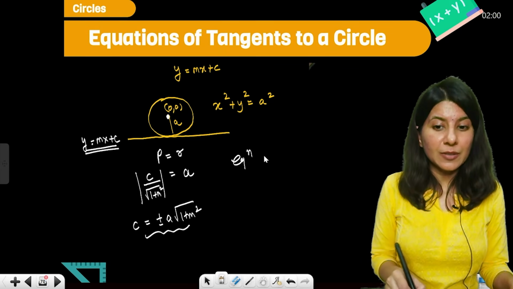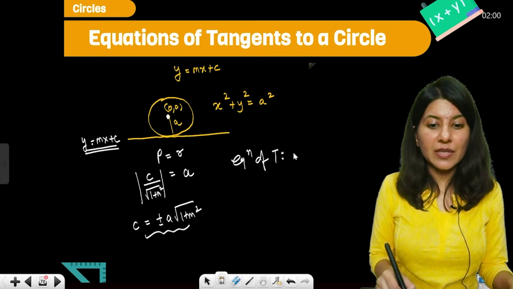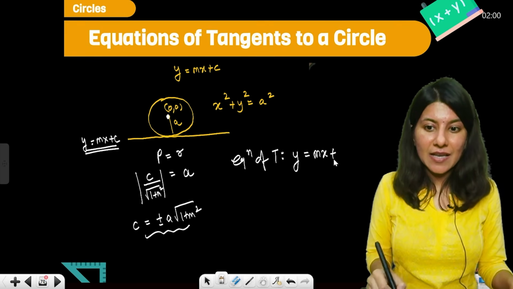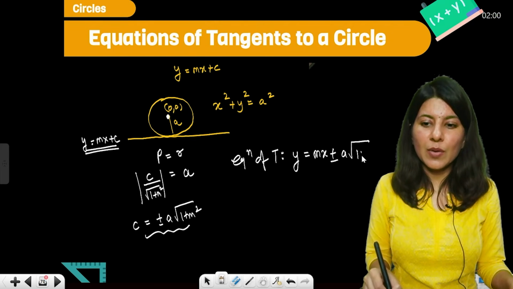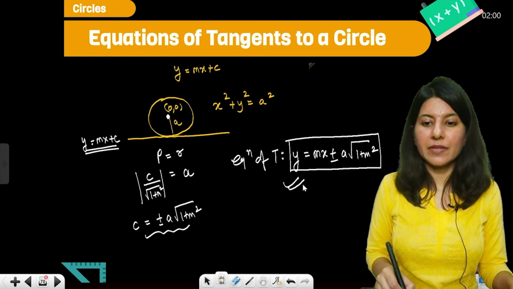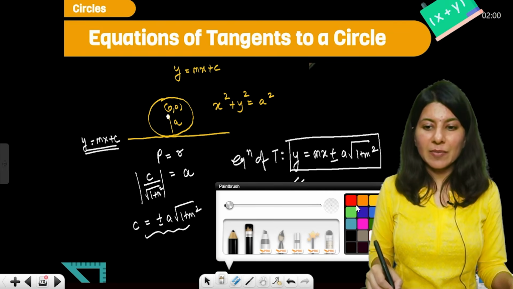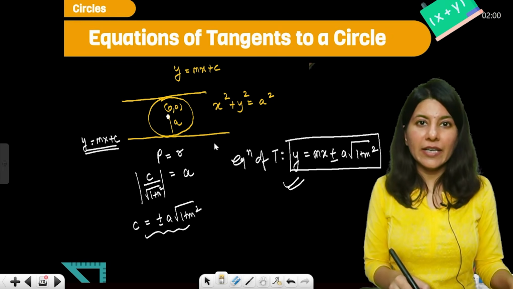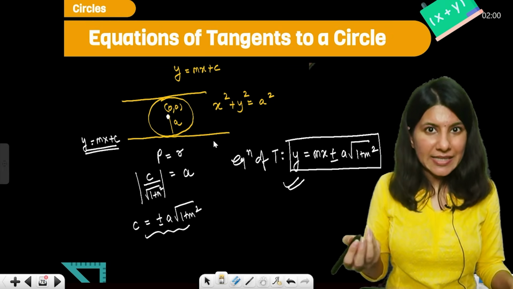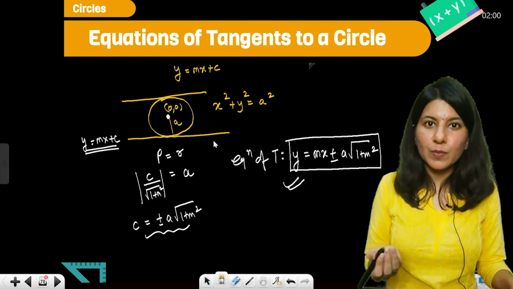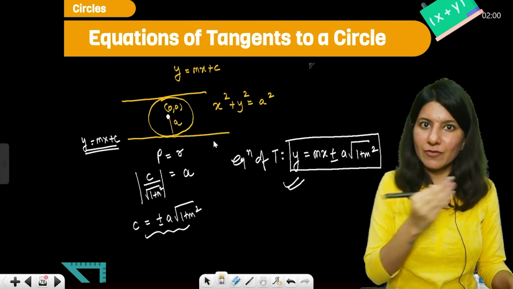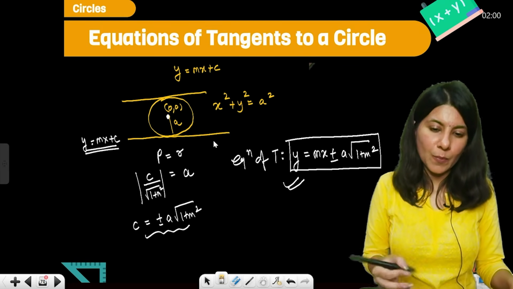So now equation of tangent comes out to be y equals to mx plus c. Now c is plus minus a root 1 plus m square. This is, you need to like remember it, okay? And obviously there will be two tangents of slope m. So if I'm saying that, okay, slope 2 is there and you have to write equation of slope 2, obviously there will be two tangents. You can see, quite intuitive. Two parallel tangents will be there of same slope, okay?